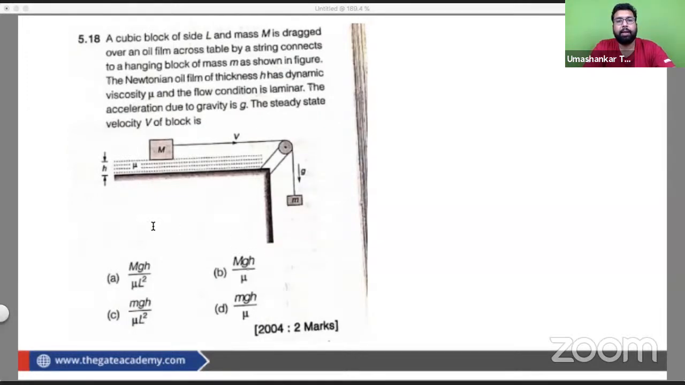Please try solving it. It is a PYQ, a previous year question. So obviously, I'm hoping that we can do this question very well.